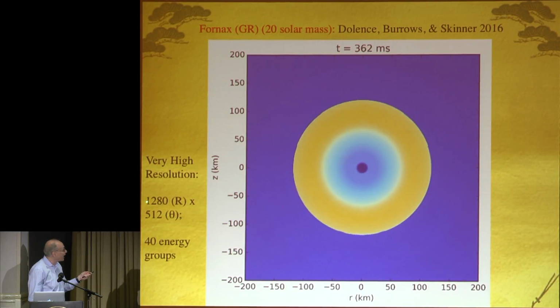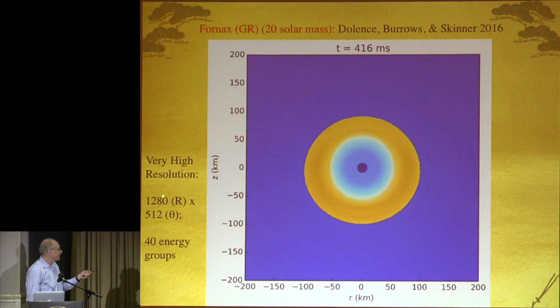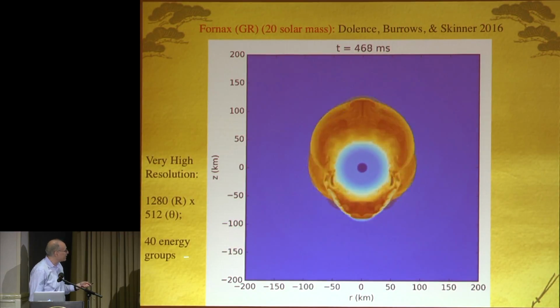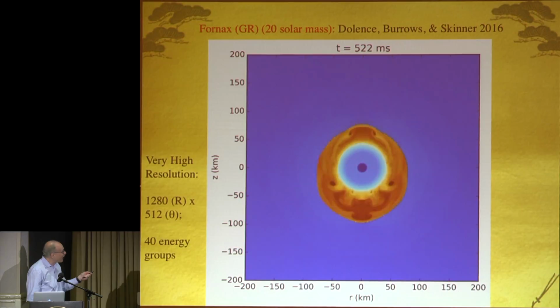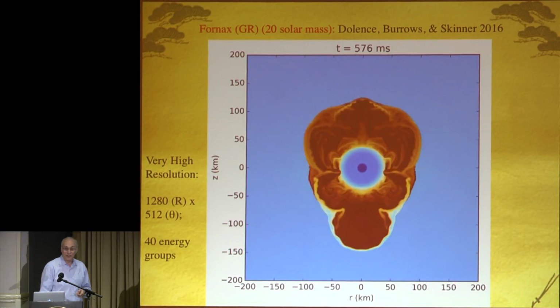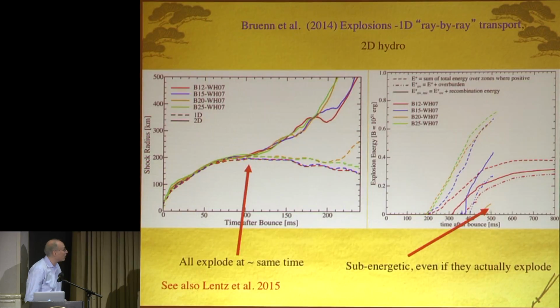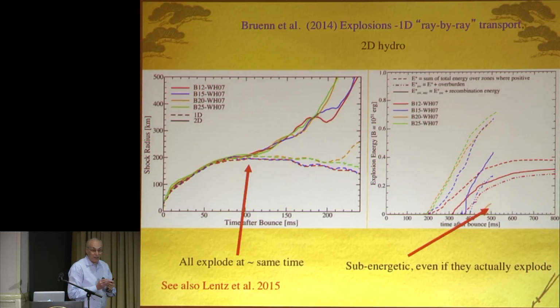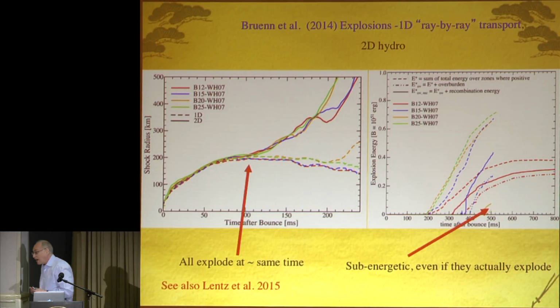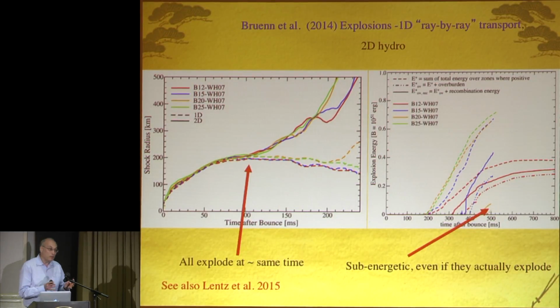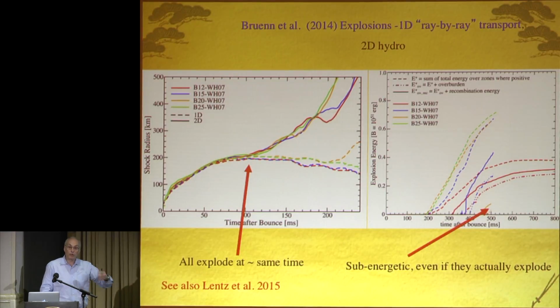This is 512 angles, 100, we've done one at 1700 in radius, 40 energy groups. And we find that resolution like this might be necessary. That's why you need the numerical arts, because that could be very expensive and it goes as a power law. Now, there are groups around in the world that are seeing explosions. Almost all these explosions are in 2D, and those explosions are generally subenergetic.